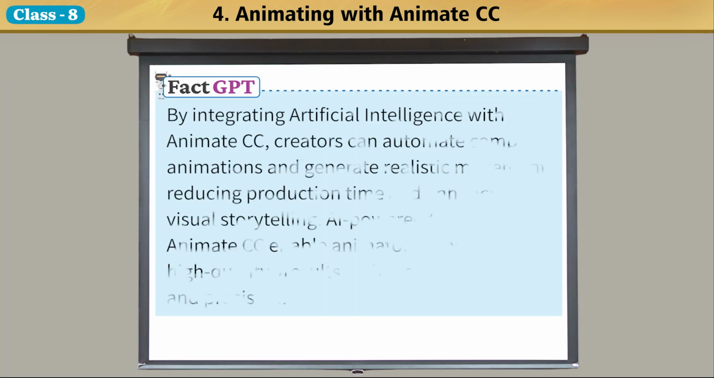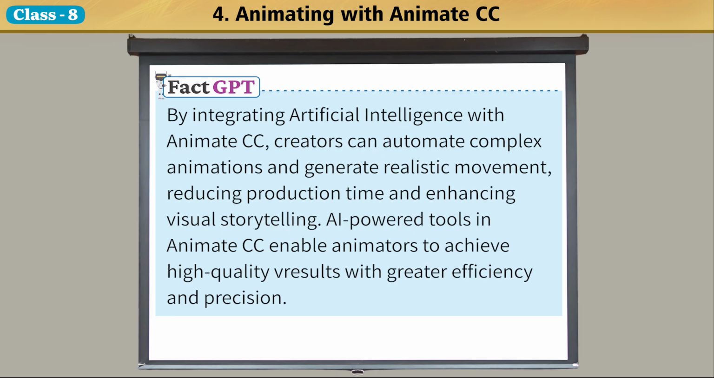Fact GPT. By integrating artificial intelligence with Animate CC, creators can automate complex animations and generate realistic movement, reducing production time and enhancing visual storytelling. AI-powered tools in Animate CC enable animators to achieve high-quality results with greater efficiency and precision.